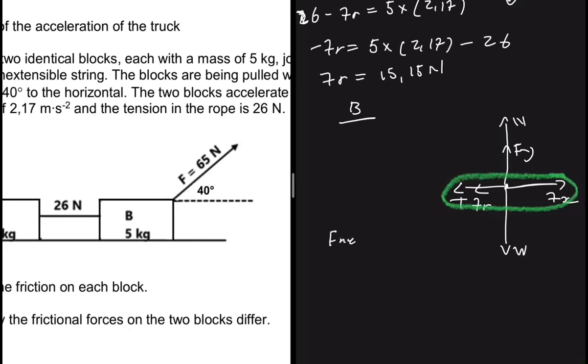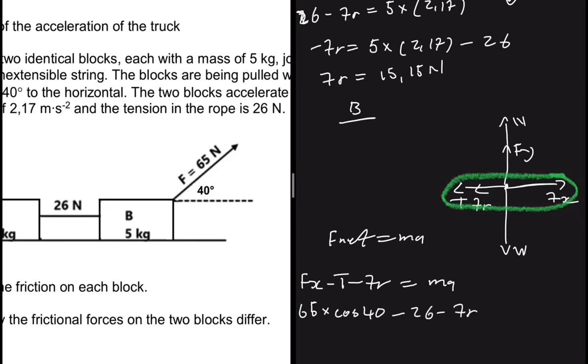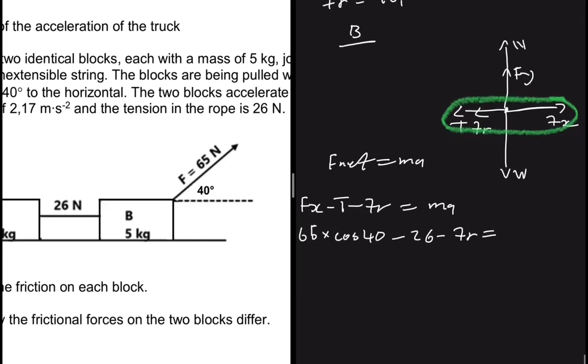Again, F net is still equal to ma. What do you do at this step? You say that the force that is pulling the object minus all the forces that are opposing. Which force is pulling the object? That is Fx minus all the forces that are opposing, the tension and the friction force, being equal to ma. So to find the Fx, we're going to say 65 multiplied by cos of 40. That is how we find the x component of that force. Minus the tension, which is 26, minus frictional force, which we're interested in, is equal to ma.